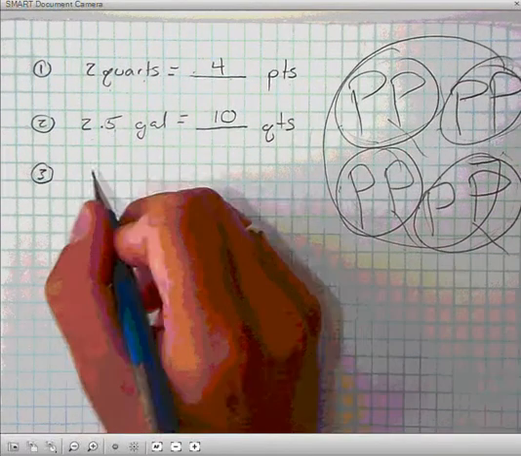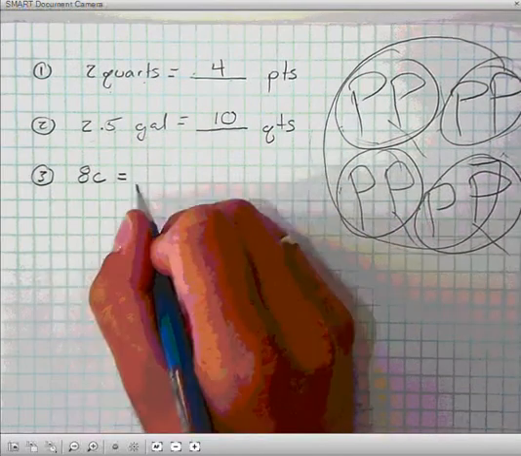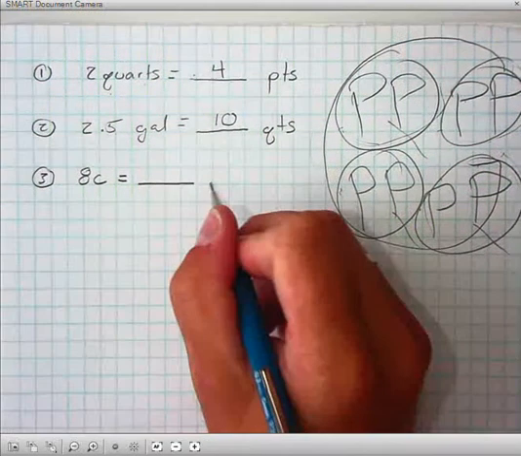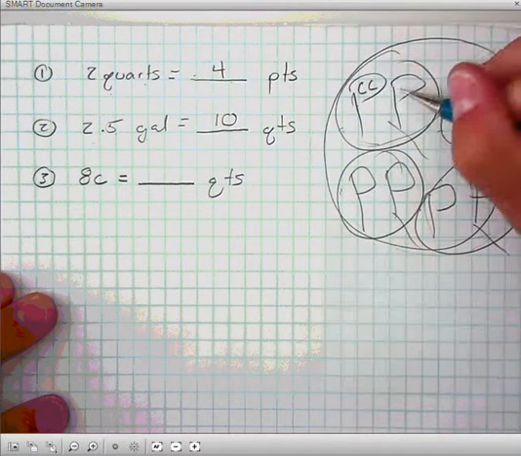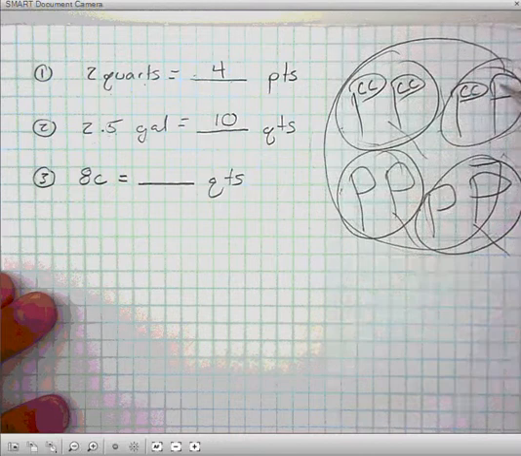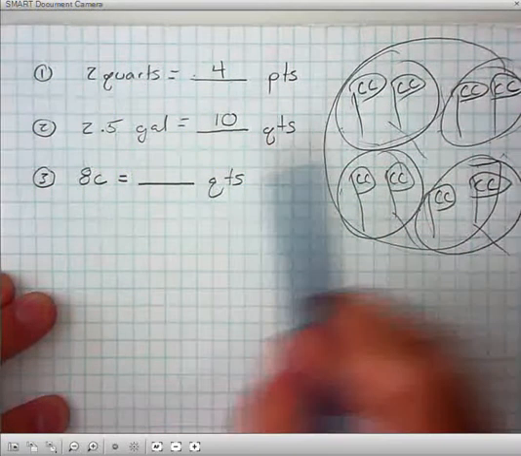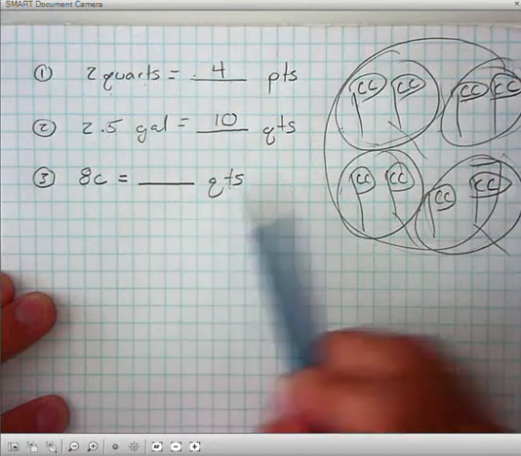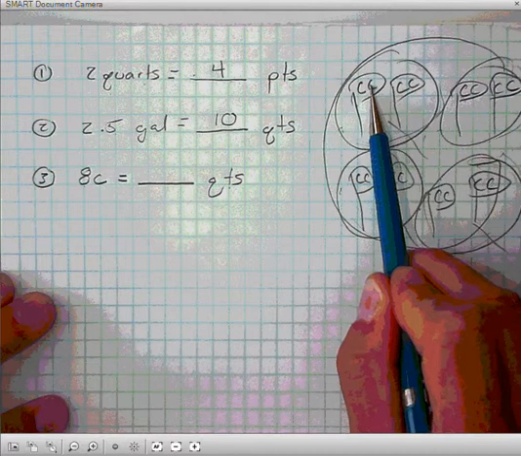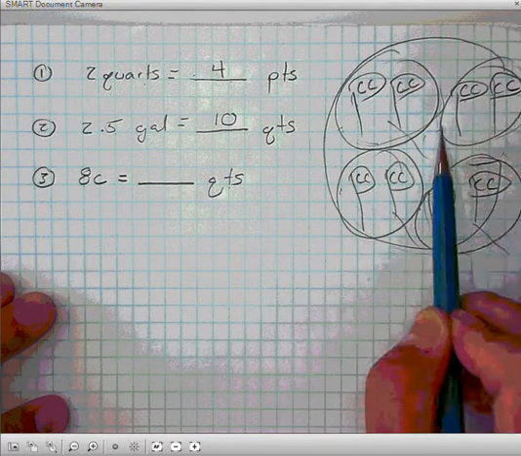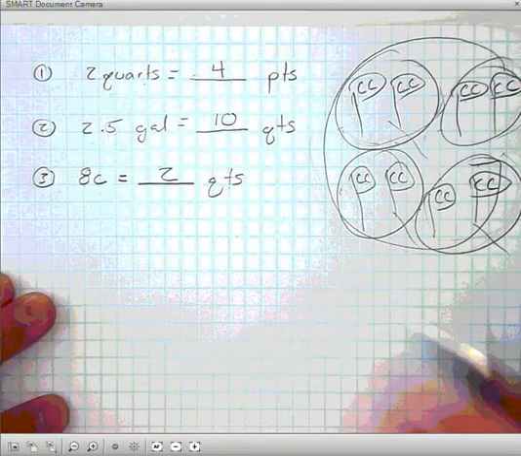Another example, if we had 8 cups, we want to know how many quarts that would be. Well, inside each of these pints, there are 2 cups. So if we have 8 cups, we want to know how many quarts that is. Remember, the quarts are the cubes. So we have 1, 2, 3, 4, 5, 6, 7, 8. That covers this quart here and this quart here. So that covers 2 quarts.